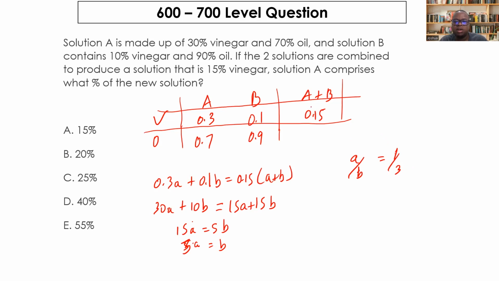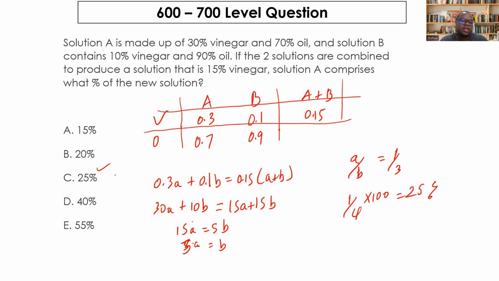That means the resultant mixture of A plus B will have A and B in the ratio of 1 to 3. So if you're being asked the proportion of A in the mixture, A contributes only 1 part in the whole 4-part mixture, because the whole mixture is actually 1 plus 3. So the proportion of A will be 1 over 4 times 100, which will be 25%.